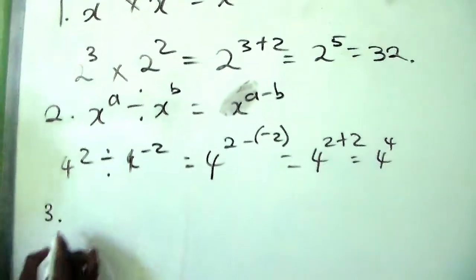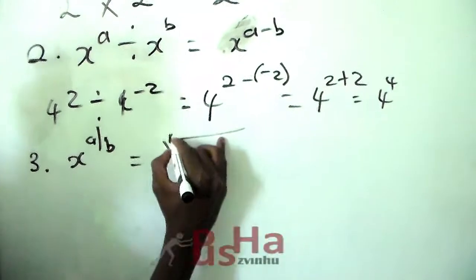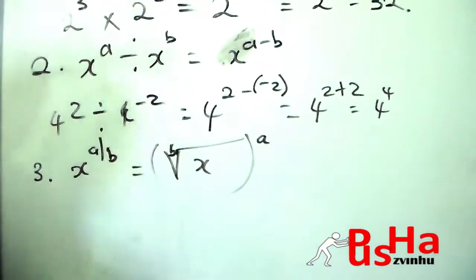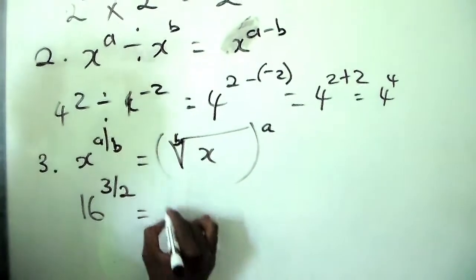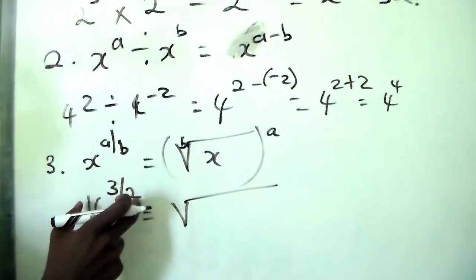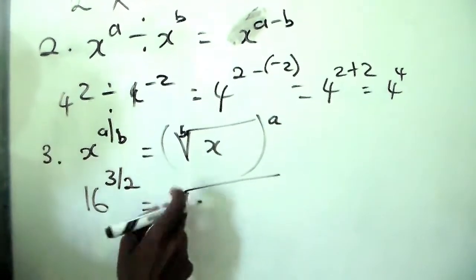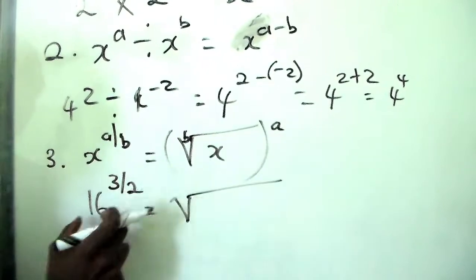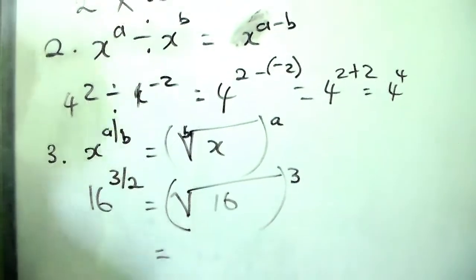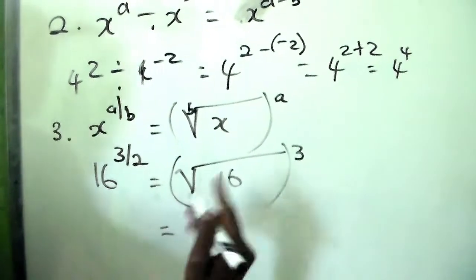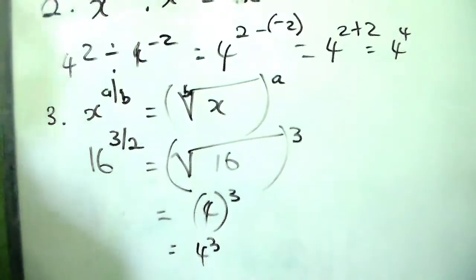Then the third law of indices is when x is raised to the power a over b, which is equal to the b root of x all to the power a. For example, if we have 16 to the power 3 over 2, remember, the denominator is the one that's going to enter the root sign. So if 2 is the one that's going to enter the root sign, we just put the square root sign, then we put the value x, which in this case is 16. Then we raise all to the power 3. Then we solve it further. What is the square root of 16? 16 is 4. Then we raise it to the power 3, which is equal to 4 to the power of 3. That's our solution.